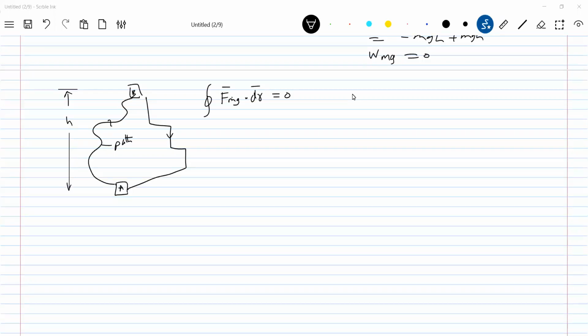Say we have moved it slowly to explain the concept. Why am I moving slowly to explain the concept? Because if I don't move slowly, the kinetic energy should be brought into the picture. I'm more interested in this one. So this is one basic idea about the conservative force: the work done by a conservative force in a closed path will be 0.